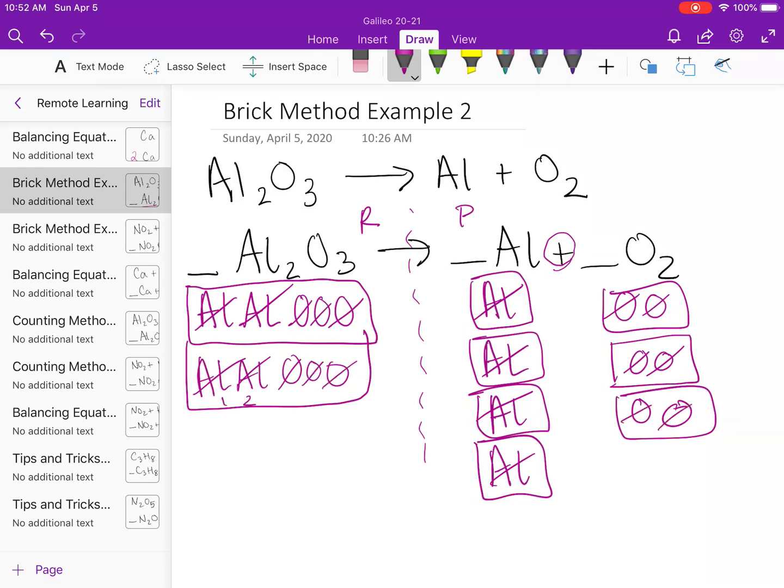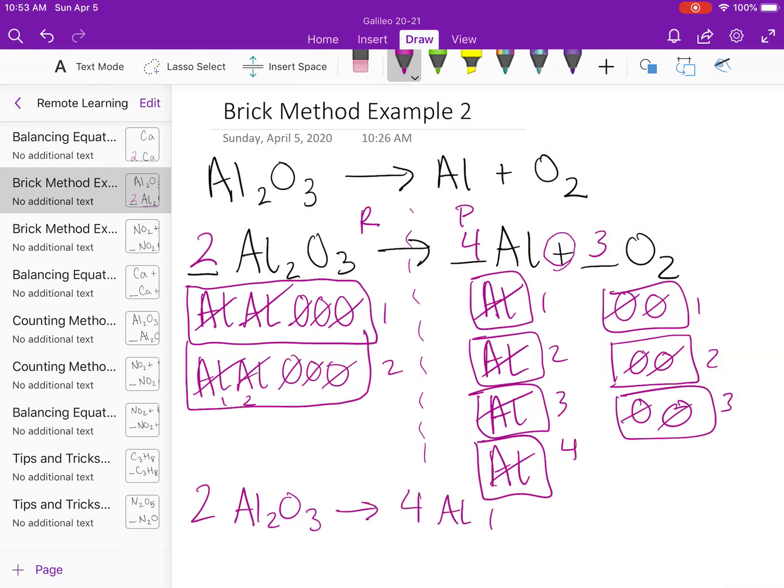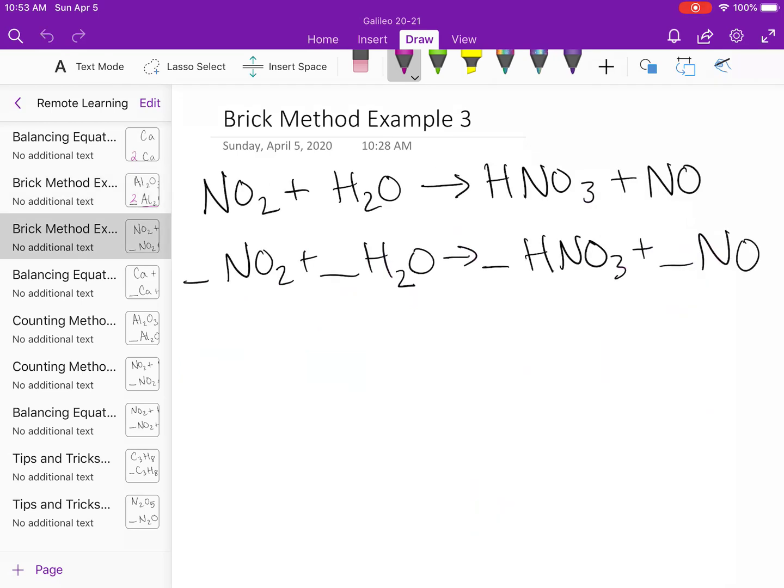And now it's balanced. Everything's crossed out. So I've got 2 of these bricks. I've got 1, 2, 3, 4 of these. And I've got 1, 2, 3. So the final equation is 2 Al2O3 becomes 4 Al plus 3 O2s. Looks like 30, but it's not. It's O2.